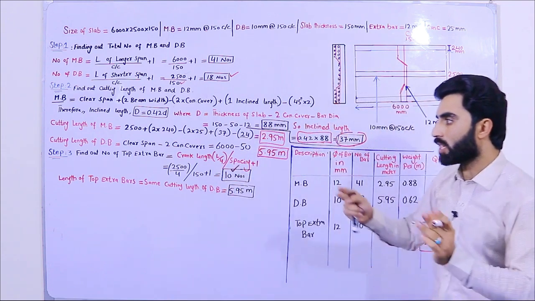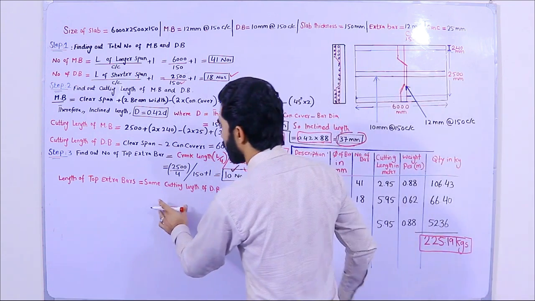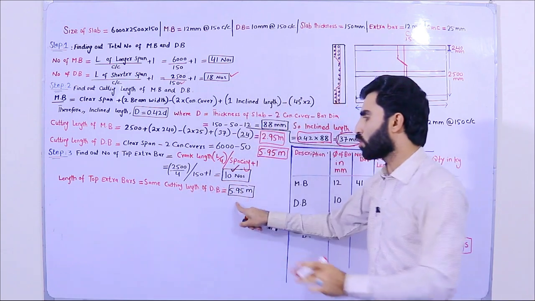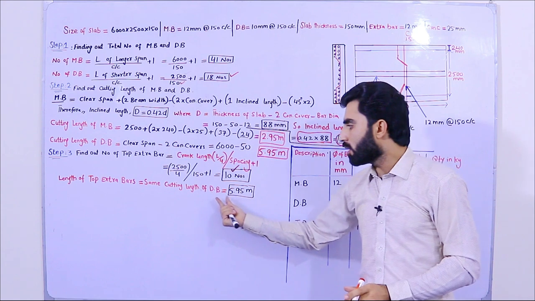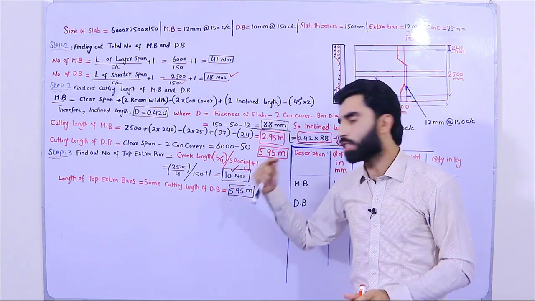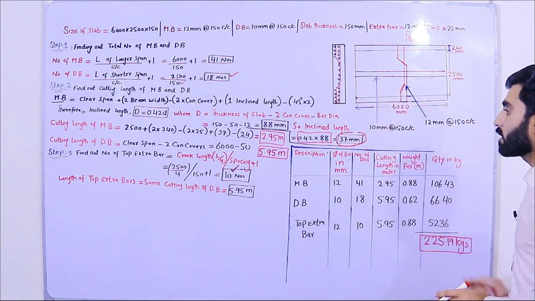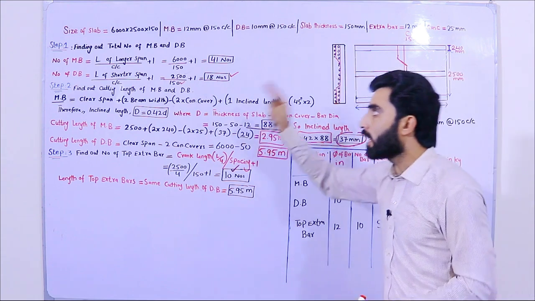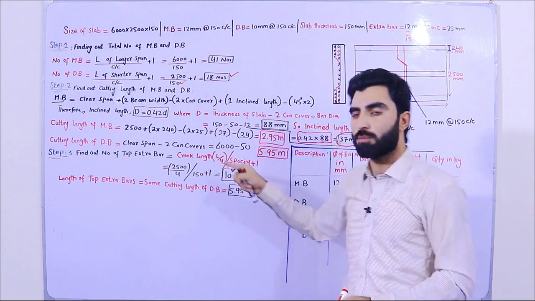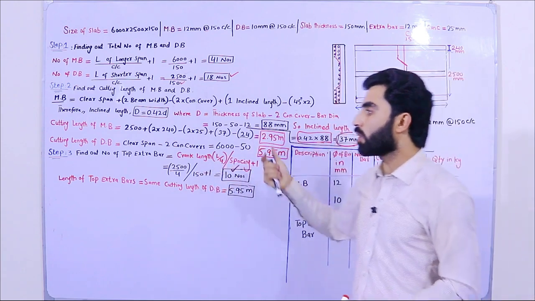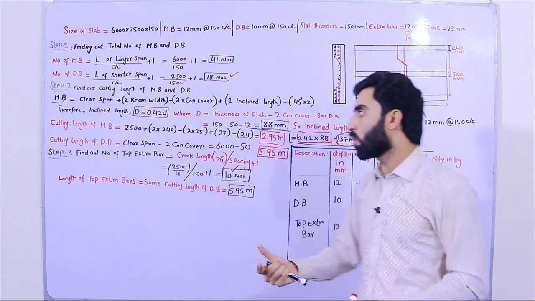So therefore now the length of top extra bar is the same as the cutting length of distribution bar. So when you do its calculation, you will get the same length as for distribution bar. Okay, so guys, these are: find out the numbers of main bars, distribution bars. The second, find out the cutting length of main bars, distribution bars. The third one is find out the top extra bar cutting length, okay, in numbers.